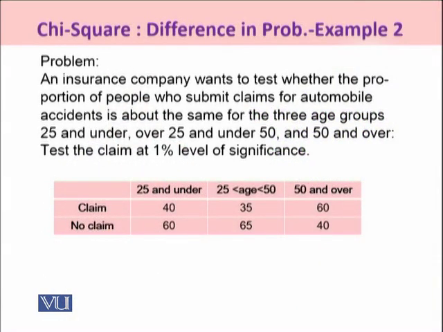The problem in hand is that an insurance company wants to test whether the proportion of people who submit claims for automobile accidents is about the same for the three age groups: 25 and under, over 25 and under 50, and 50 and over. We are required to test the claim at 1% level of significance. So students, here alpha is given as 0.01. Now as you can see, the table of rows versus columns is given.